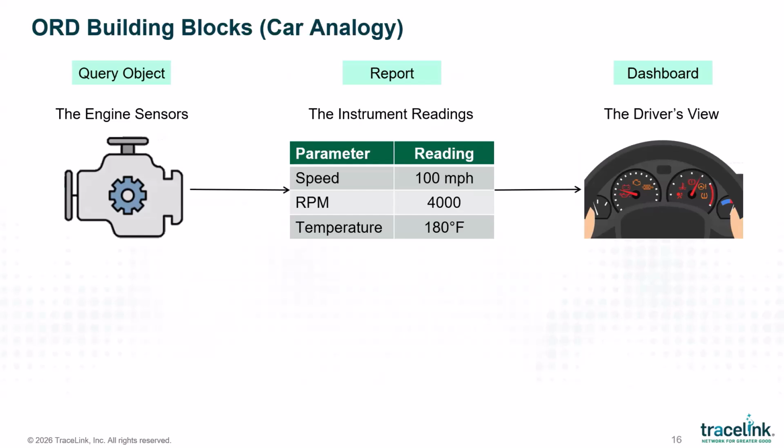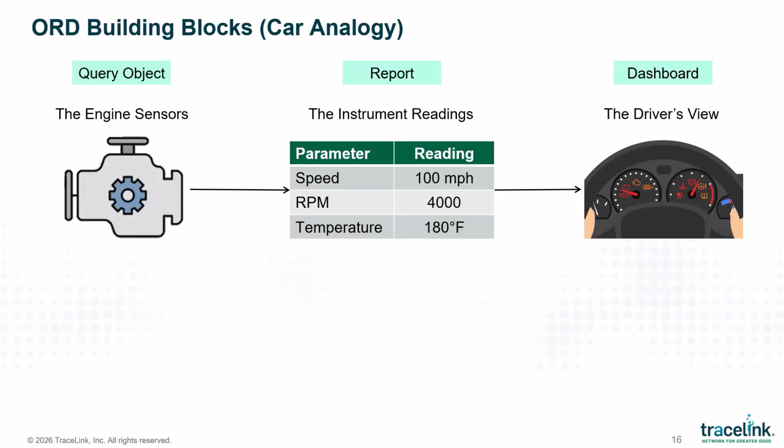Let's understand these slightly complex concepts with a car analogy. The query object is equivalent to the engine sensors. Just like sensors in a car collect data about speed, fuel, and temperature, they are the foundation that captures what's happening under the hood. The report is like the instrument readings. The data from those sensors is displayed in meaningful ways, like how your speedometer shows speed or your fuel gauge shows levels. That's your report. It organizes and presents raw data into clear, structured insights, so you can understand what's going on.